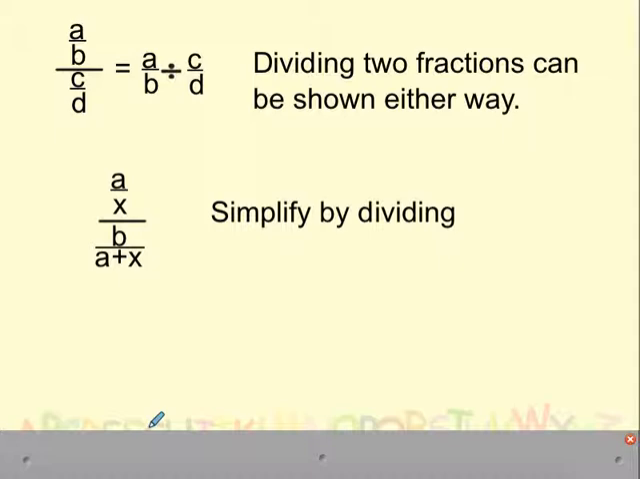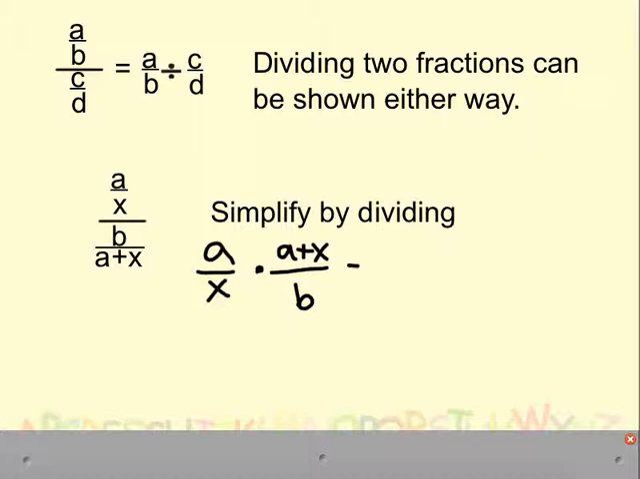And of course, we're going to use the same method that we normally do in order to divide fractions, which is copying the first one. So in this case, a over x. Our numerator is always that first fraction. Okay, and then we're going to multiply by the reciprocal of the second one. So we're going to do a plus x over b.